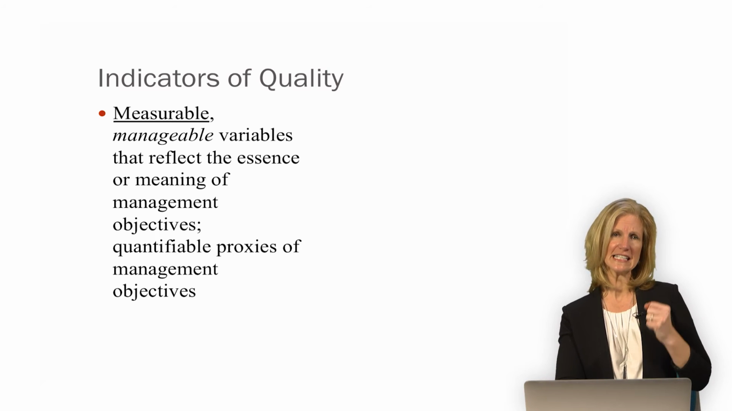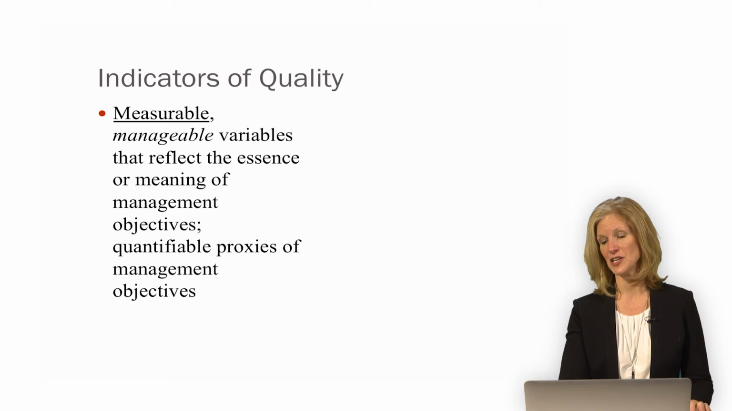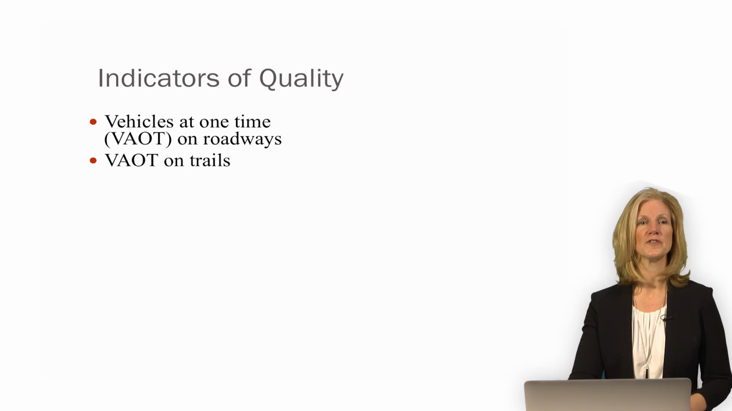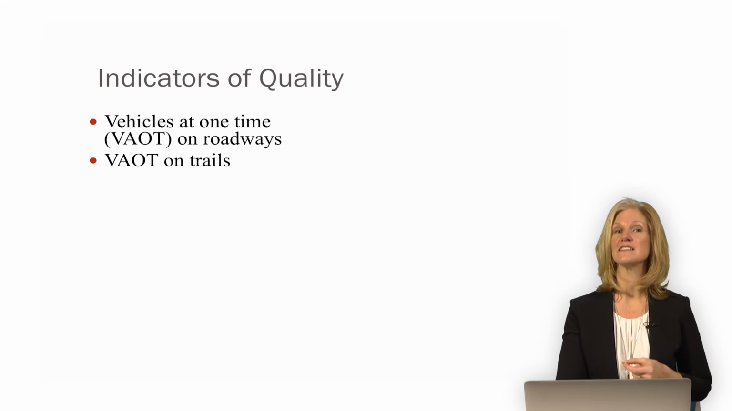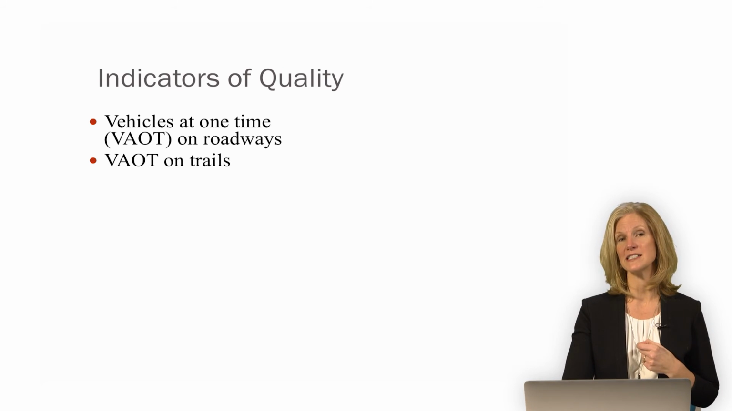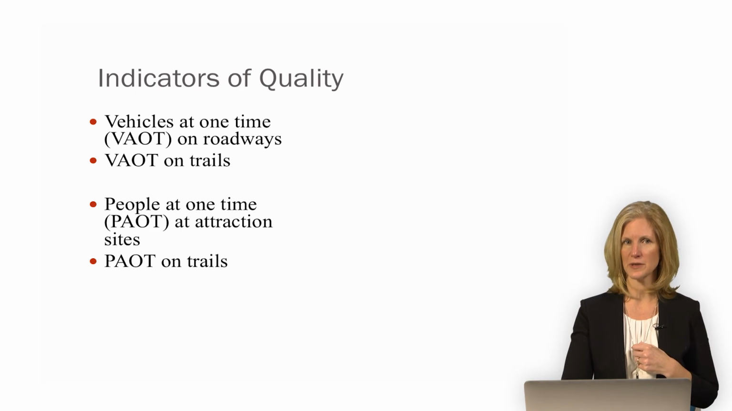So now, although there isn't a list of indicators that work everywhere, the Forest Service does have a number of indicators that they've used in various areas across the country. I've linked a few of these resources on the page for today, and we'll share a couple now. So for example, you might look at the vehicles at one time on a roadway, or the vehicles at one time on a trail if you're referring to ATVs. Similarly, you might think about the people at one time on an attraction or an attractive site, or the people at one time on trails.